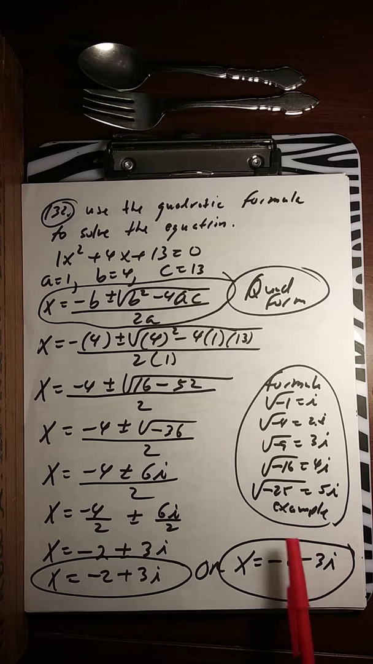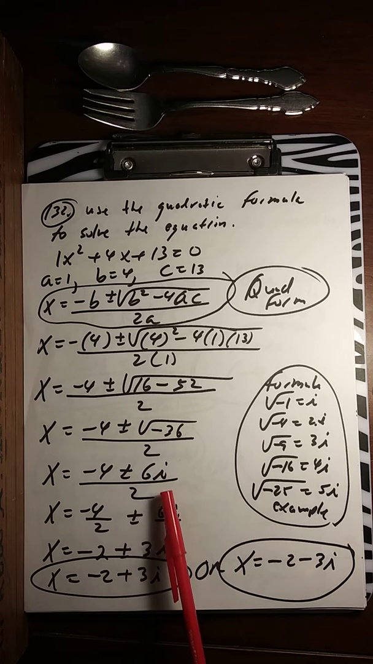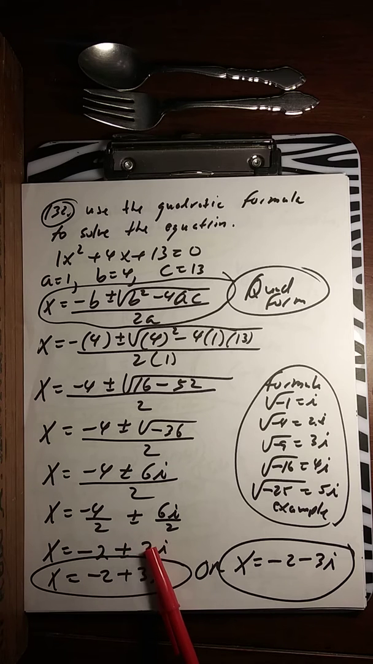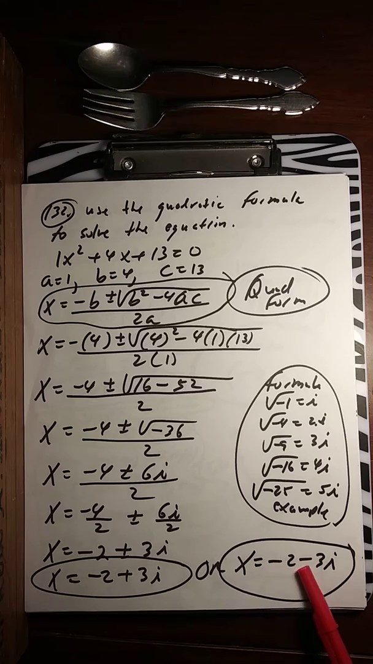So square root of negative 36 is going to be 6i. Divide by 2. So that's going to be negative 2 plus or minus 3i. So negative 2 plus 3i. Negative 2 minus 3i.